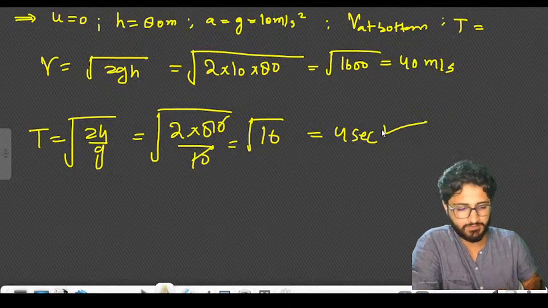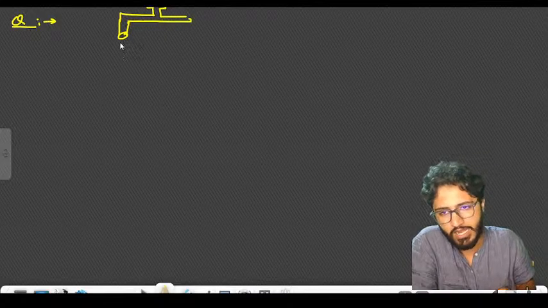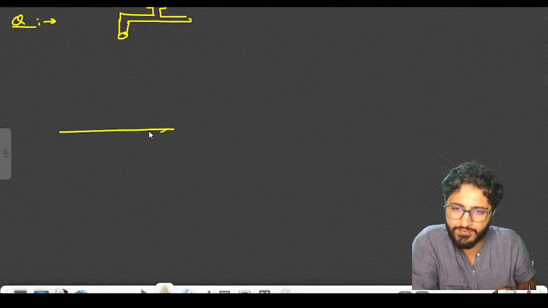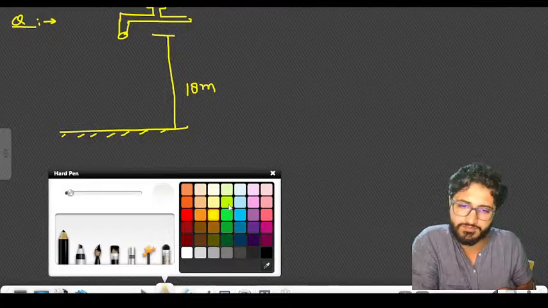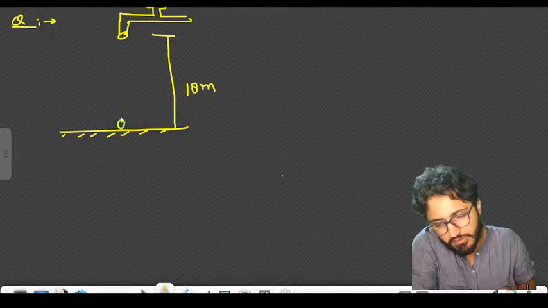Okay, let us do one numerical. Then tata bye bye. Question. We are having a water tap, and water drops are coming from this tap. And this tap is 18 meters high. One drop reaches the ground. Third drop is leaving it. So second drop will be somewhere here.